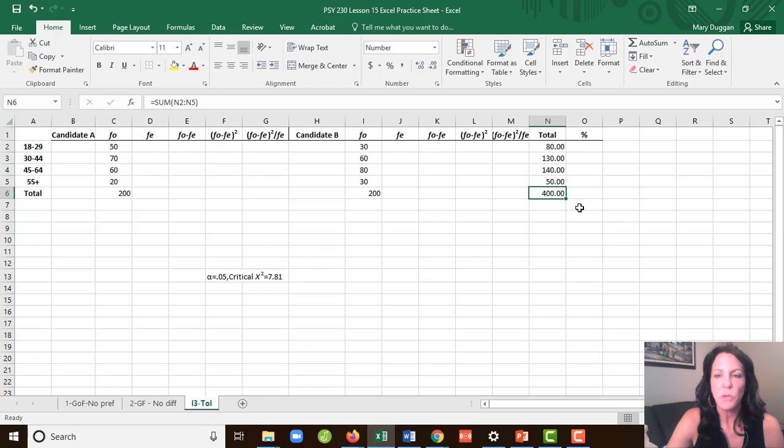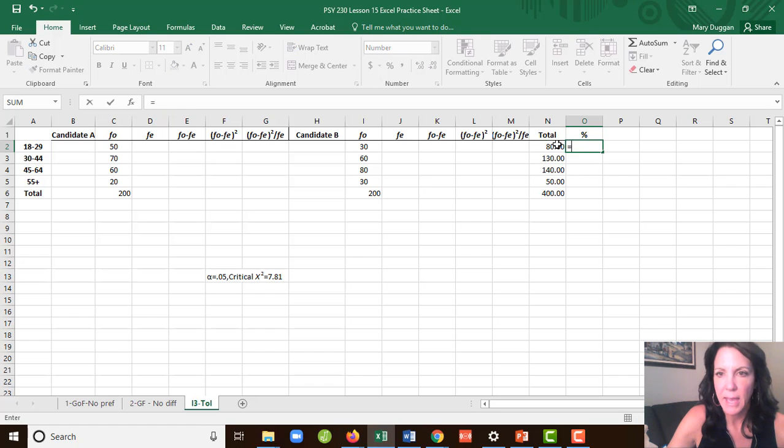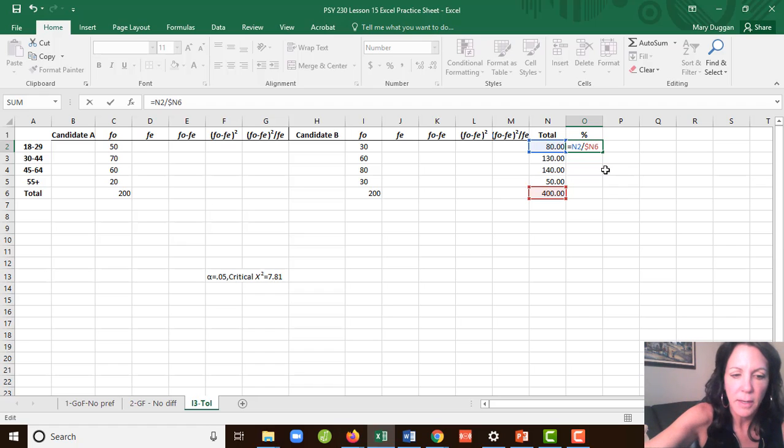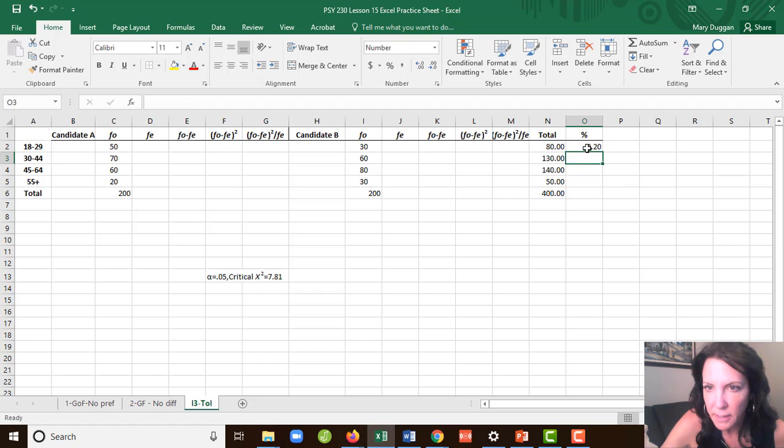The next thing I need to do is make my percentages for each of these rows. So for 18 to 29, there were 80 total out of 400. So what percent is that? That's going to be 80 divided by 400. All right, I'm going to drag it down. So I always want 400 to be in the denominator. So I'm going to just put a $ sign here and here. Make my life easy. Then I can just drag them down.